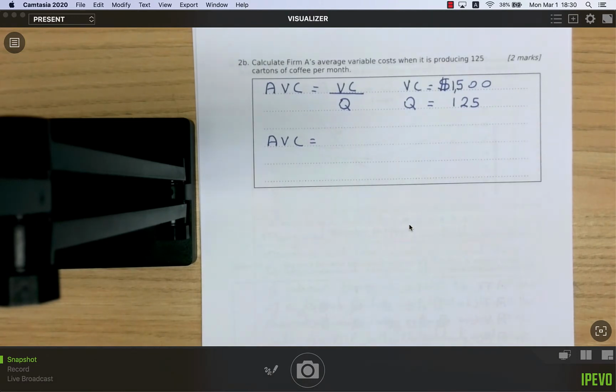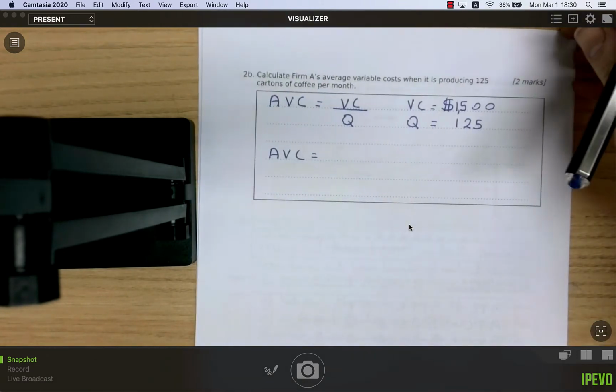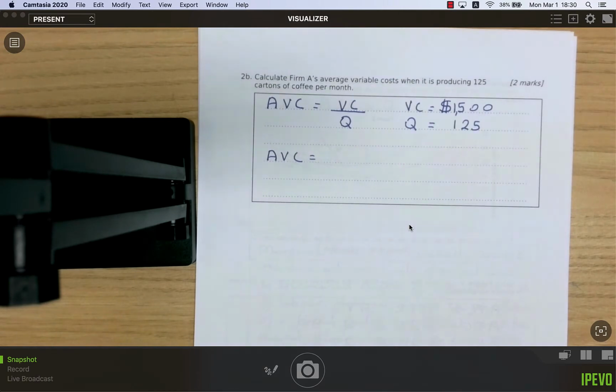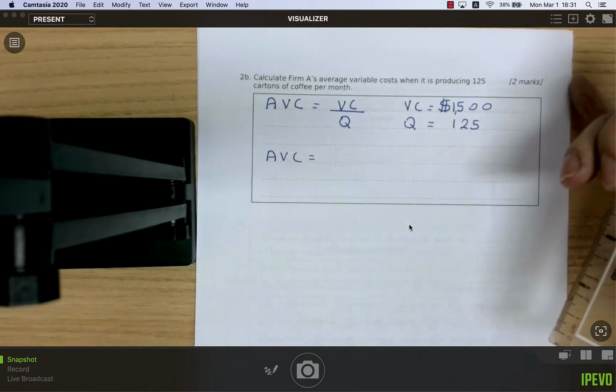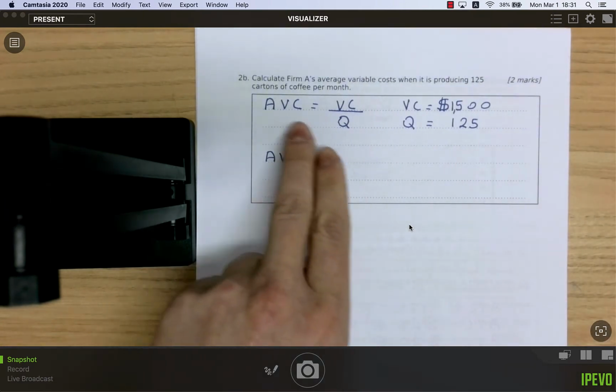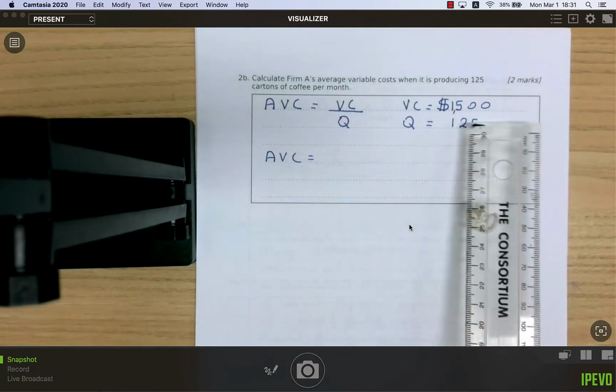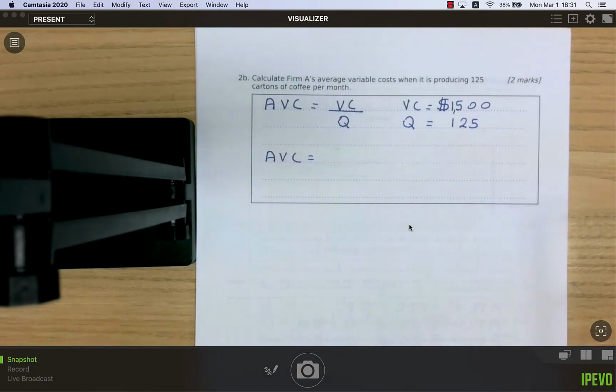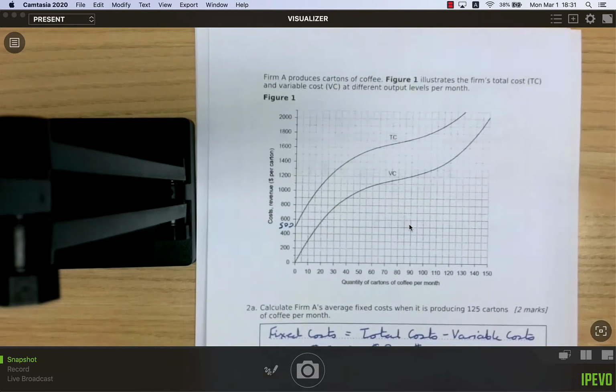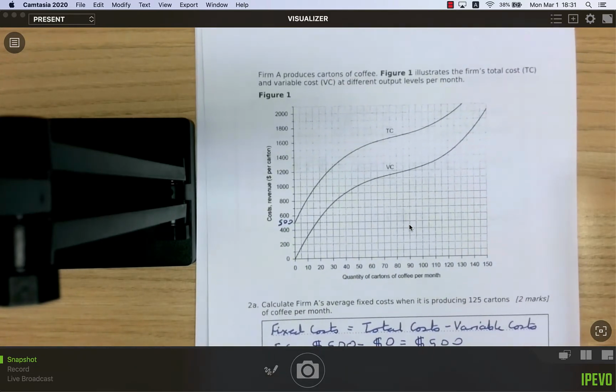Now we're on to this question here, which is 2b. Calculate firm A's average variable cost when it's producing 125 cartons. Well, what I've done now for this question is that I've just written down average variable cost is variable cost divided by quantity. And I could say that the variable cost of 125 is 1,500, but that's no use to you. So what we've got to do now is go back here and realize how we work this stuff out.